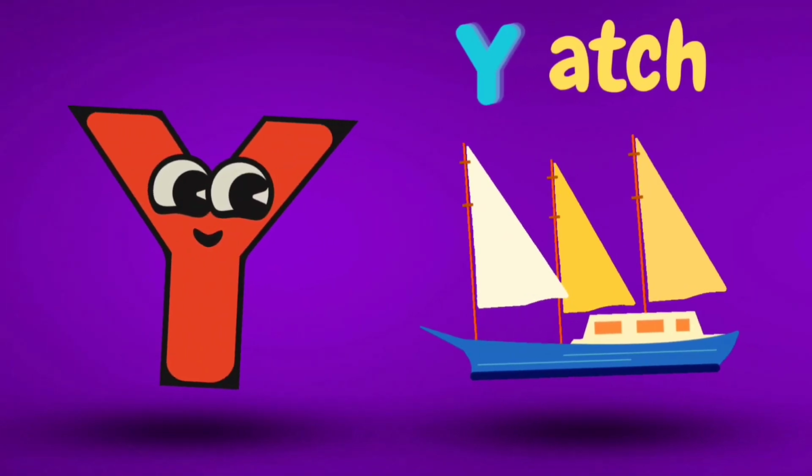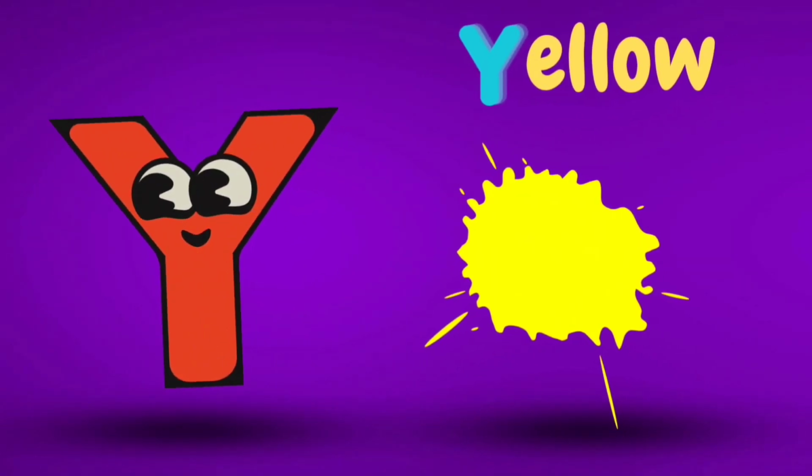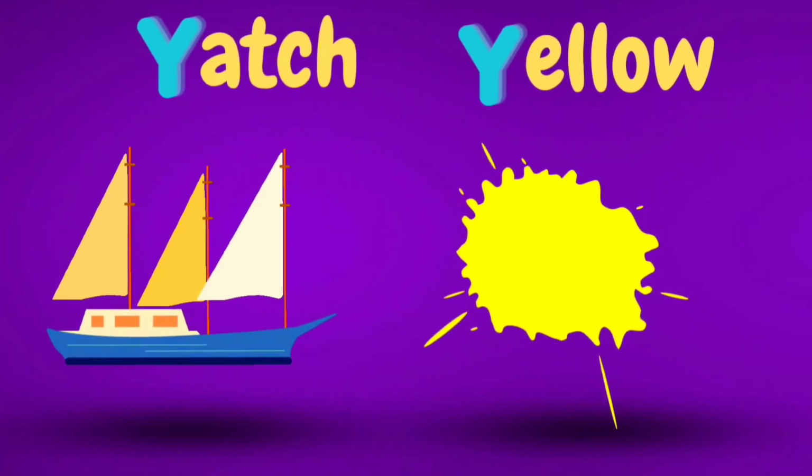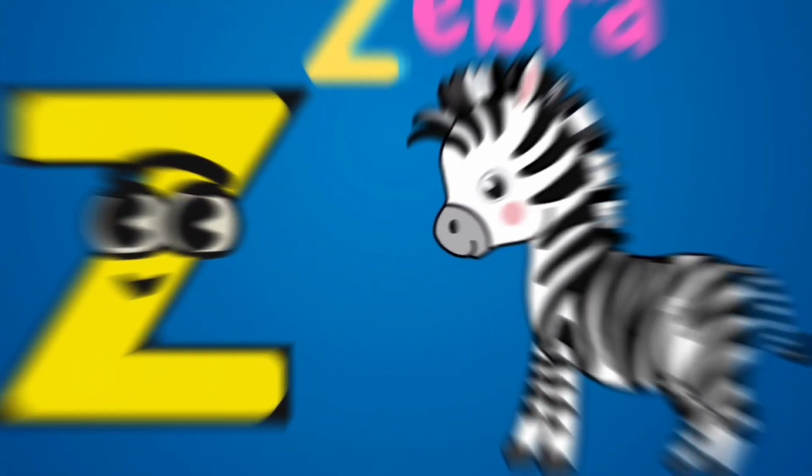Y for yacht and Y for yellow. Z for zoo and Z for zebra.